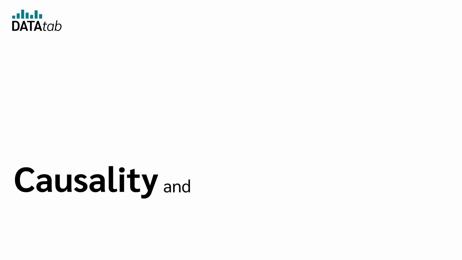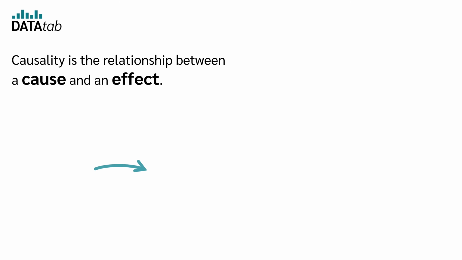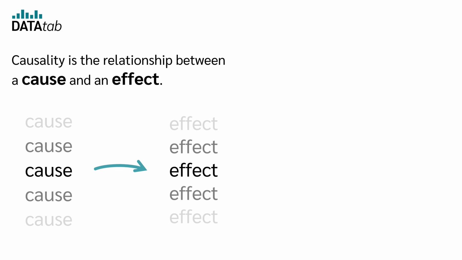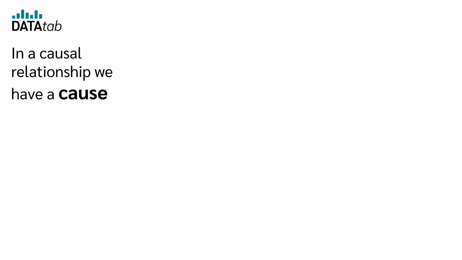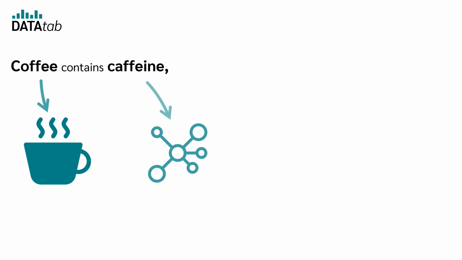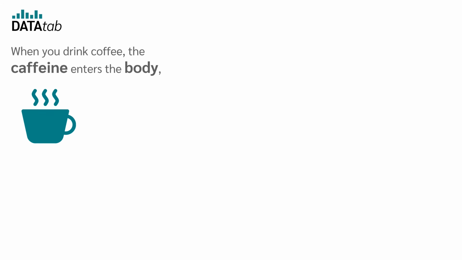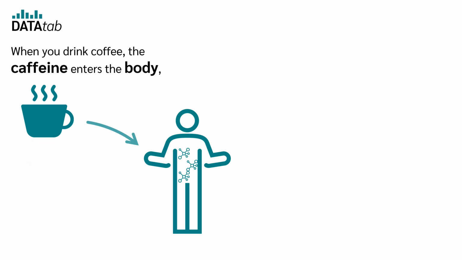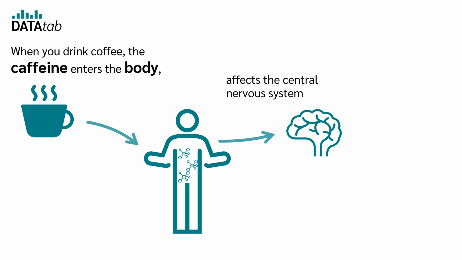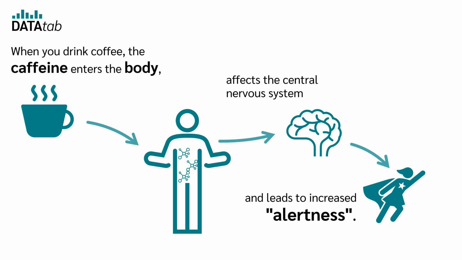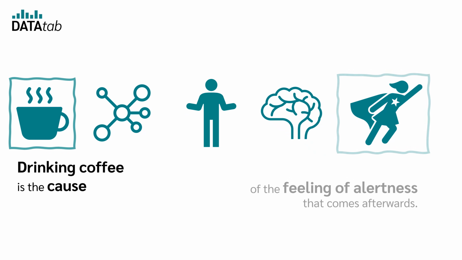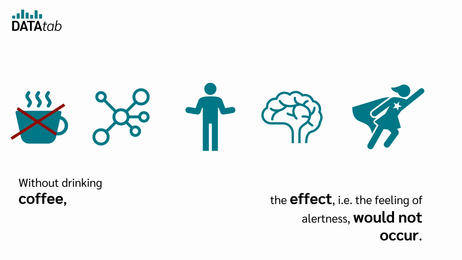What is causality? And what is the difference between causality and correlation? Causality is the relationship between a cause and an effect. In a causal relationship, we have a cause and a resultant effect. An example: coffee contains caffeine, a stimulating substance. When you drink coffee, the caffeine enters the body, affects the central nervous system, and leads to increased alertness. Drinking coffee is the cause of the feeling of alertness that comes afterwards. Without drinking coffee, the effect, i.e. the feeling of alertness, would not occur.